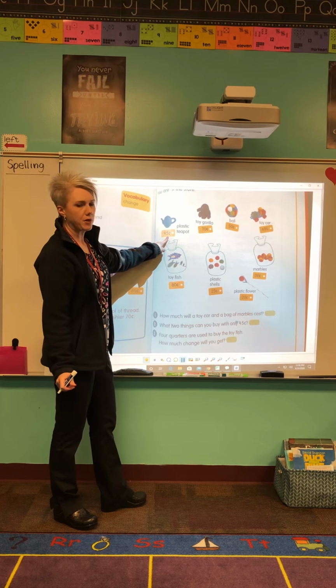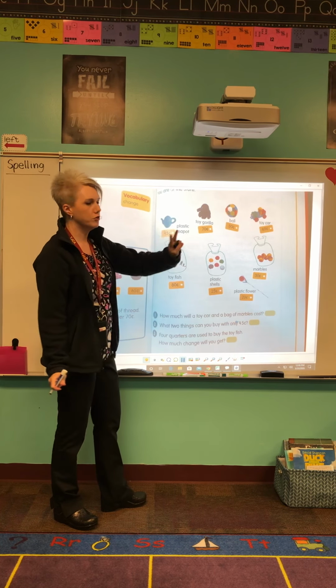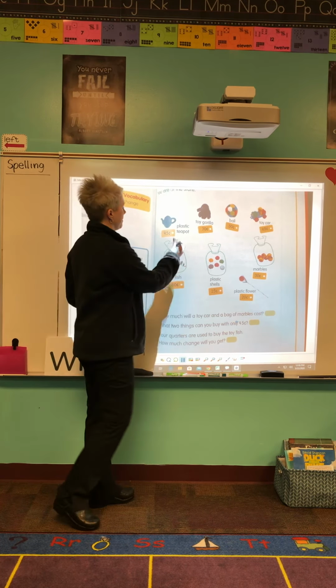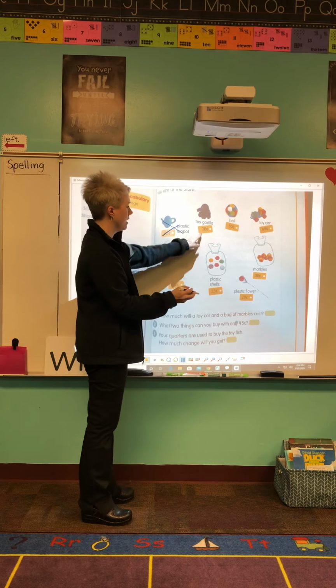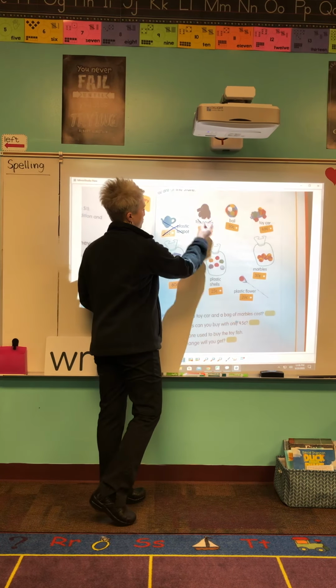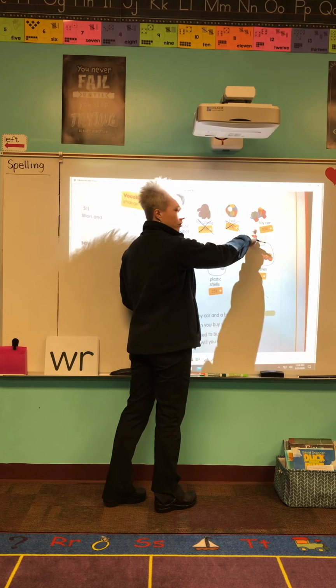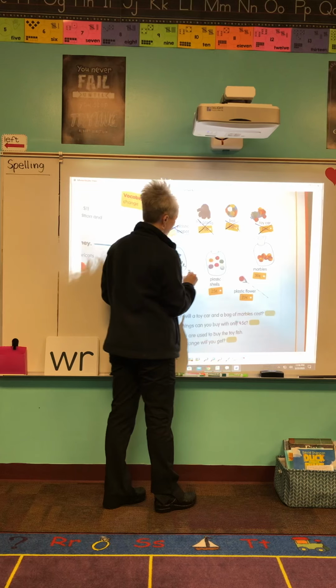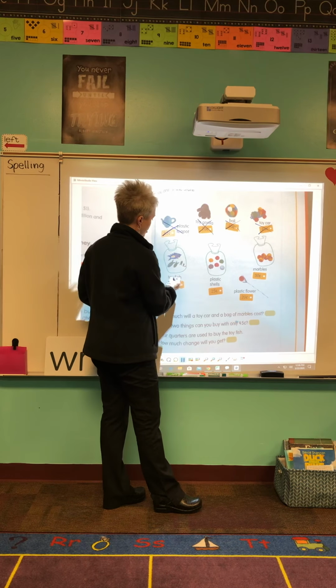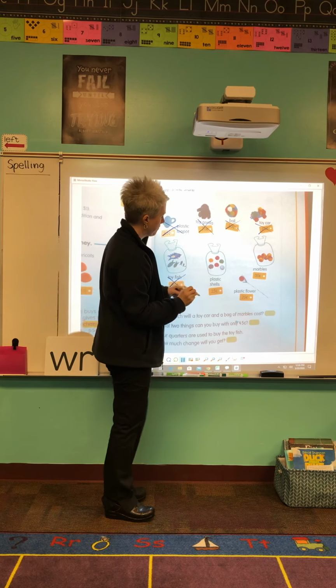The plastic teapot is 45 cents, but it says what two things can you buy? So we can't buy that because that would just be one thing. The gorilla's 70. We don't have enough for that. The ball is 50. We don't have enough for that. The toy car is 65. We don't have enough for that. The toy fish are 80. We don't have enough for that.